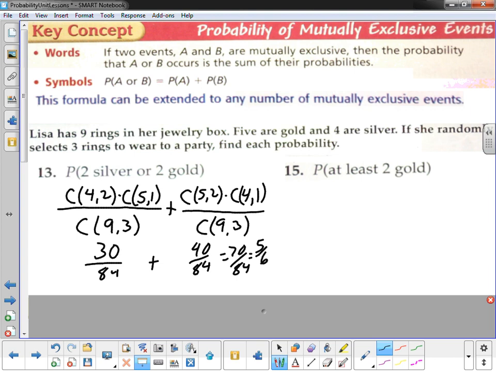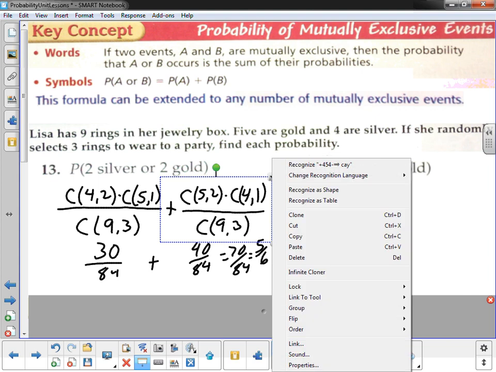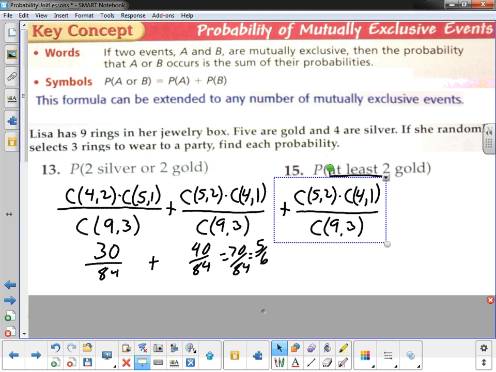Okay, so let's take a look at the other one. Probability of at least 2 gold. At least 2 gold. So what does that mean to us? Well, that means she could have 2 golds, which is what this grouping right here was. This was 2 golds. So I'm going to copy that. Okay, so we have the 2 golds right there.